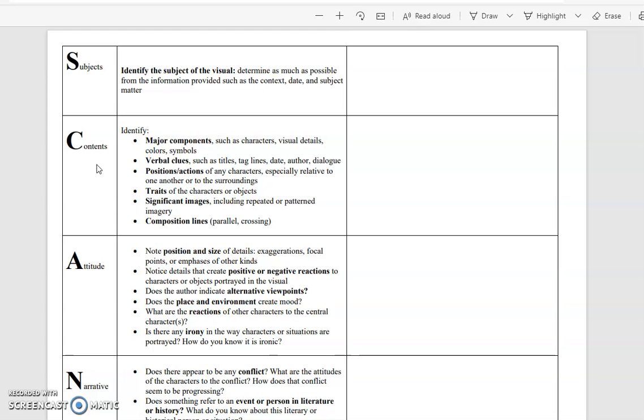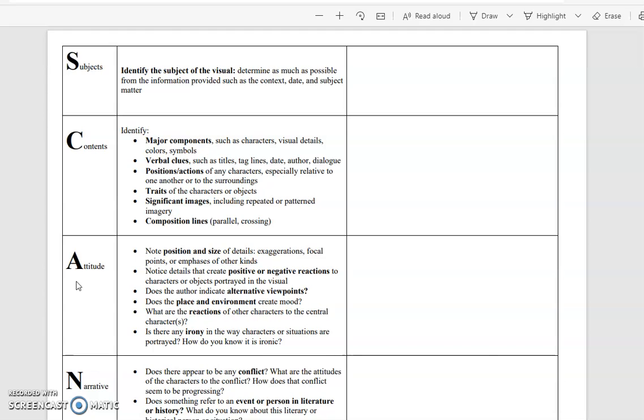Again, you don't have to address all of these things. Think about what stands out to you. You're the expert. Next is attitude. Position and size of details that might be exaggerated. What are the focal points created or emphasized? Look at details that are related to the positive or negative reactions of characters or objects portrayed in the visual.